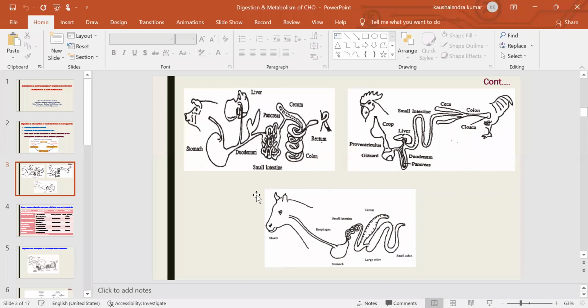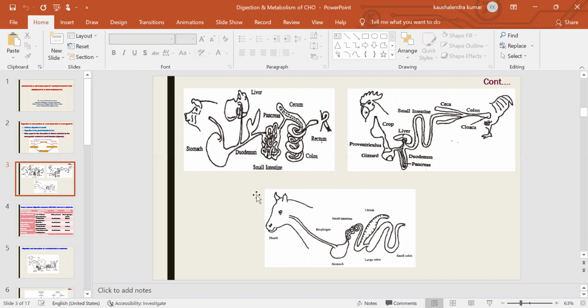In case of the swine, you should know, or you have heard about, the swine digestive system. The swine stomach is divided into three parts, that is cardia, fundus, and pylorus. So cardia is the entrance part and the pylorus is the terminus. In case of the swine, the gastric digestion takes place in the pyloric end of the digestive system.